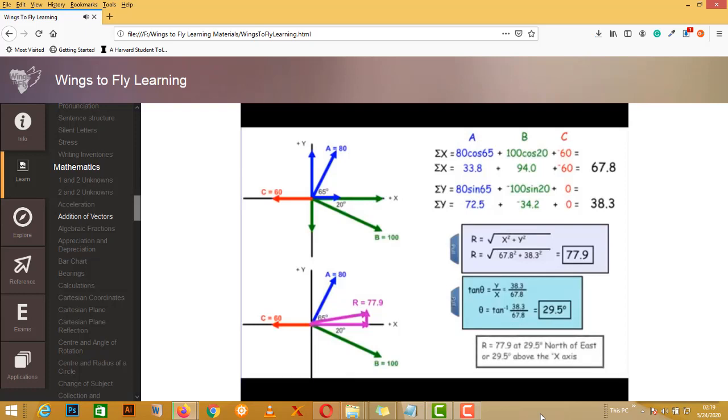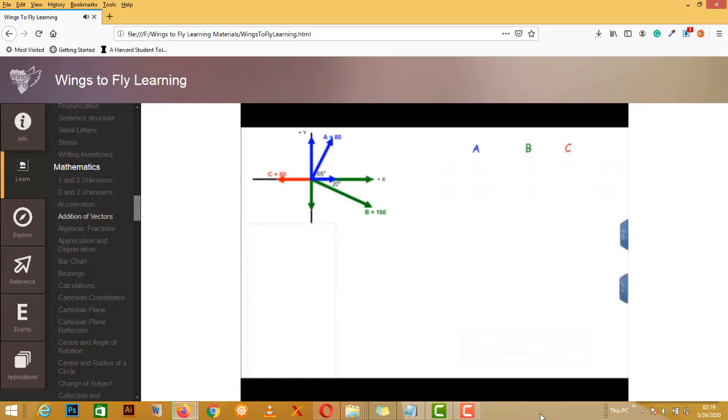Your answer then would be that the resultant R is equal to 77.9 at 29.5 degrees north of east, or you might say 29.5 degrees above the positive x-axis. Remember, vectors include magnitude and direction. Now, if you're uncomfortable with the sines and cosines, let me show you another way that you could set this up. Here are the original three vectors and the components.